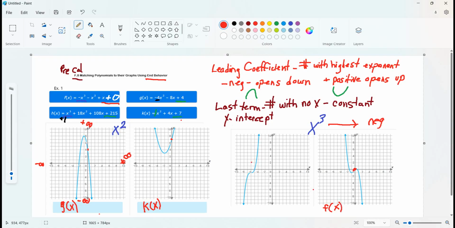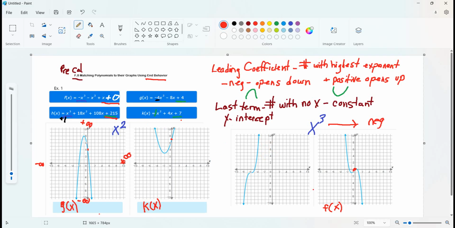Of course, that leaves this last one to the h, right? Now, if you look here, this graph here is going to hit at 215. That's what this number tells us. We sure aren't going to see that.